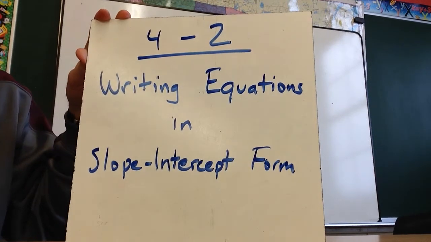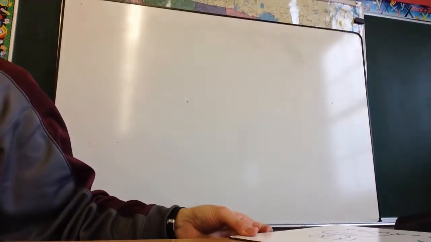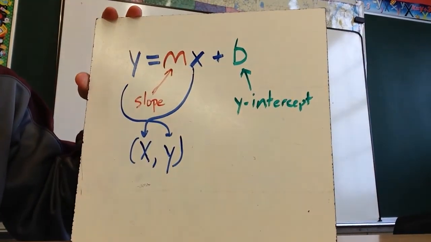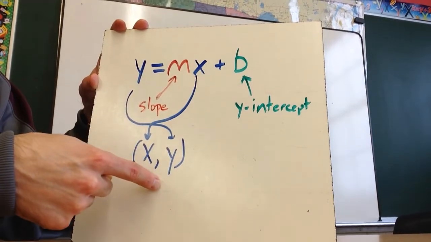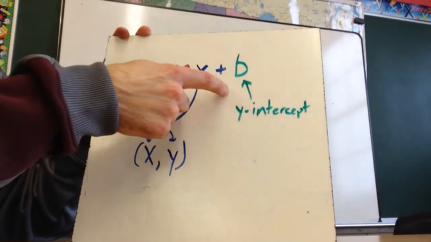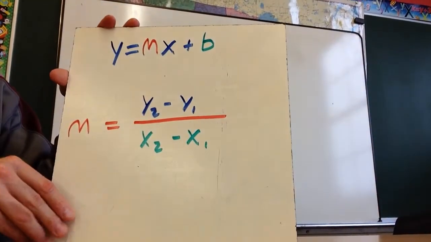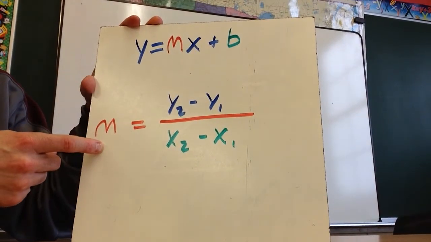This video will discuss chapter 4.2, writing equations in slope-intercept form. Similar to what we used in the last lesson, we're going to use this formula again, y equals mx plus b, keeping in mind that x and y are just points along the line, m is the slope, and b is the y-intercept. In this particular lesson, we're also going to focus on another formula, the formula for slope, which we've discussed before.